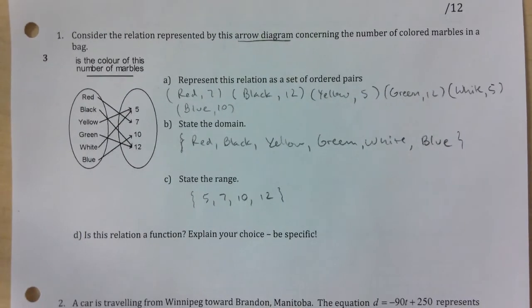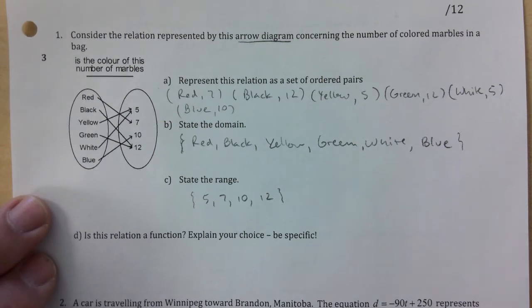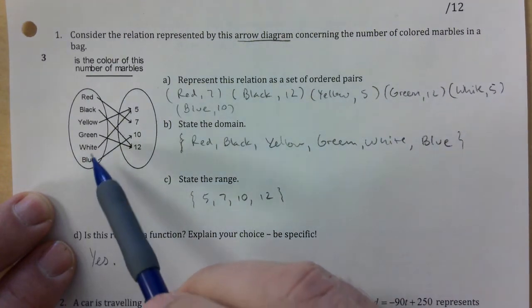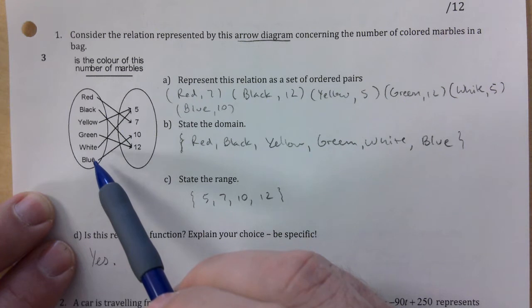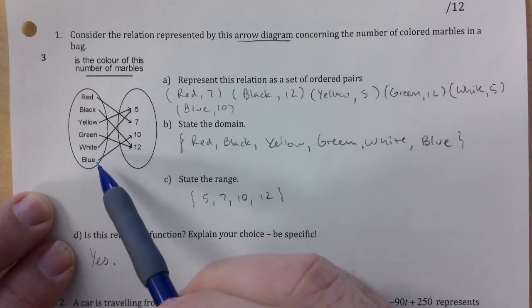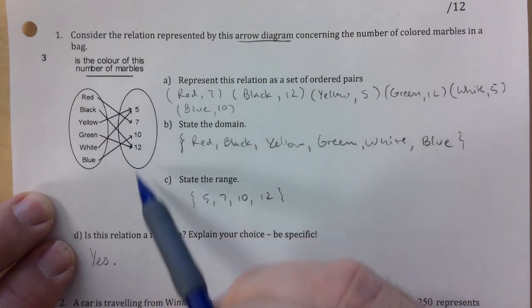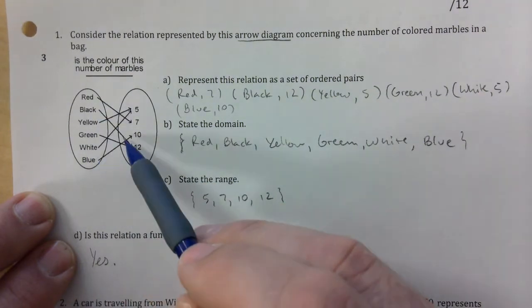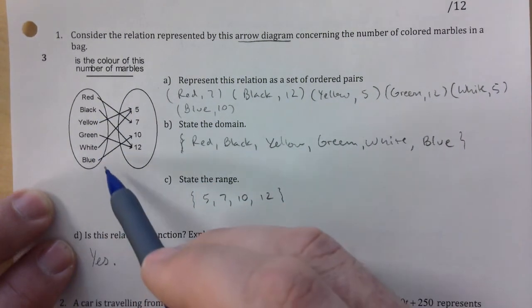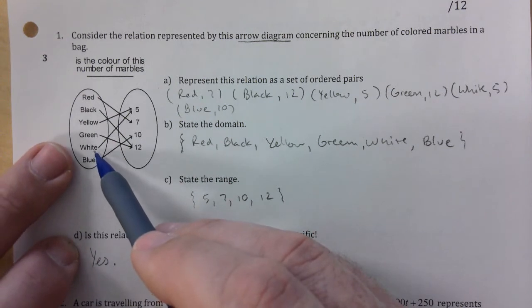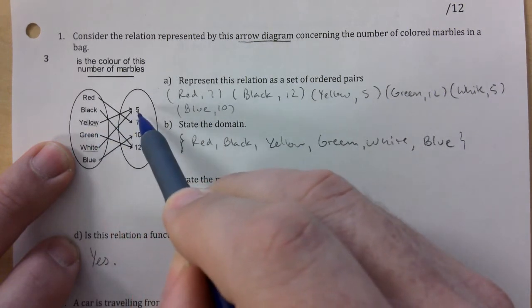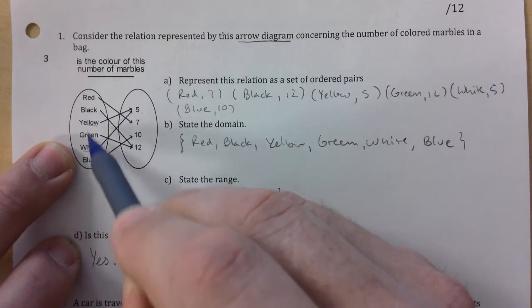Okay. Is this relation a function? Explain your choice, be specific. So the answer would be yes, because there's no same color pointing to different y values. Like you don't have red pointing to 7 and 12. So all of these on the left have a unique y value. You do have white here and yellow both pointing to 5, but they're different colors.